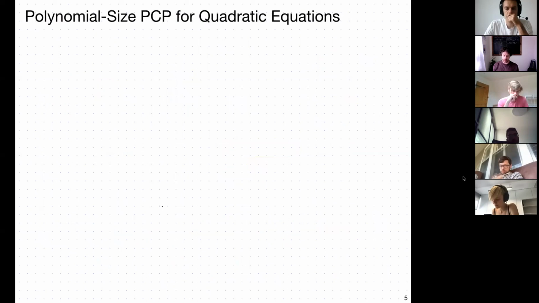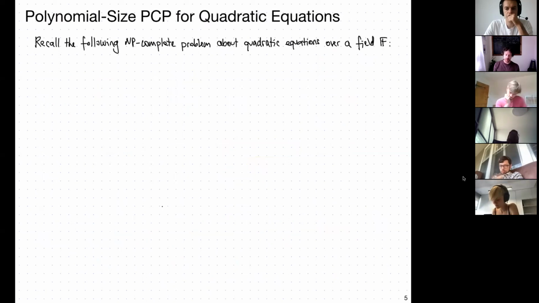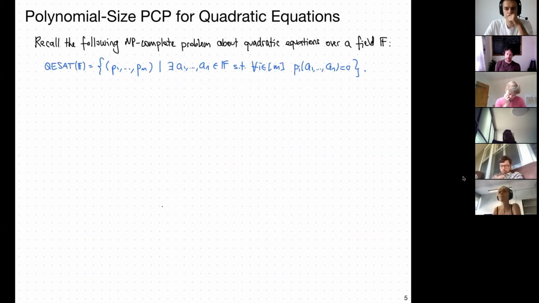Okay, so we want to get this polynomial style PCP, and we want to get it for the exact same problem as we had before. So we define this problem of quadratic equation satisfiability, where we have m polynomials of degree 2, m different quadratic equations, and we want to ask whether there exists some assignment that makes all of these polynomials evaluate to 0 simultaneously.